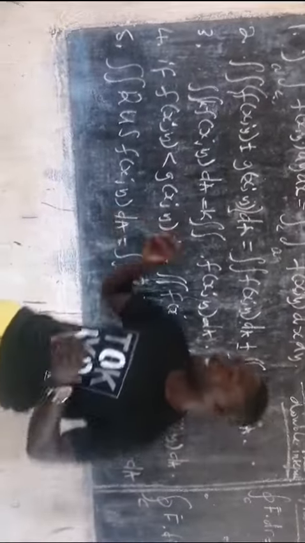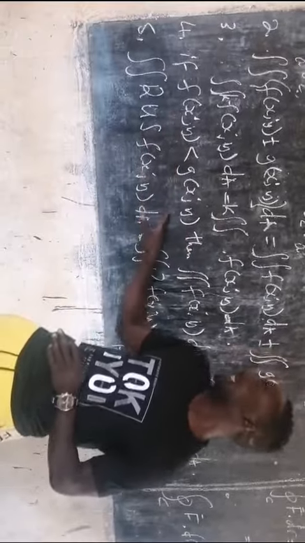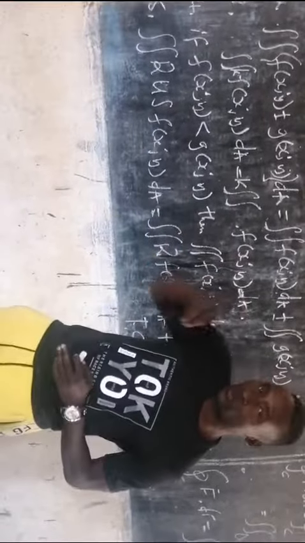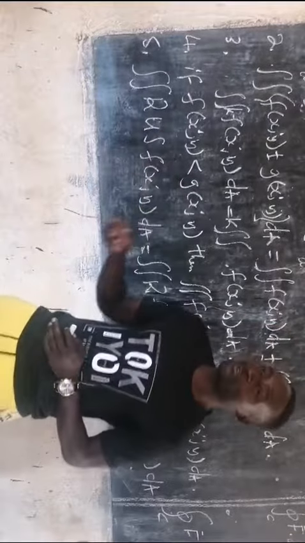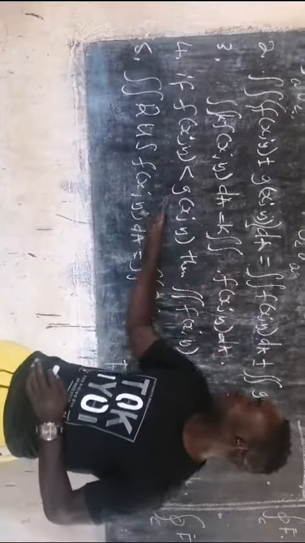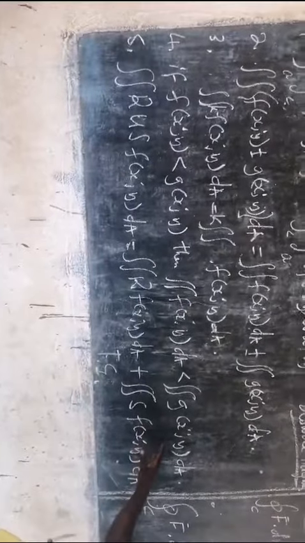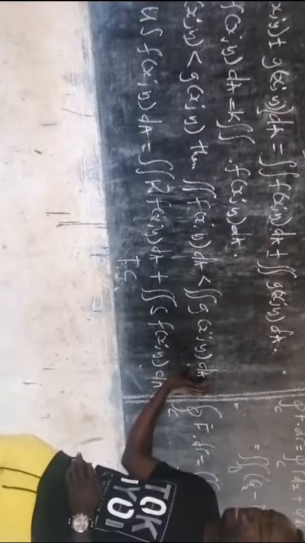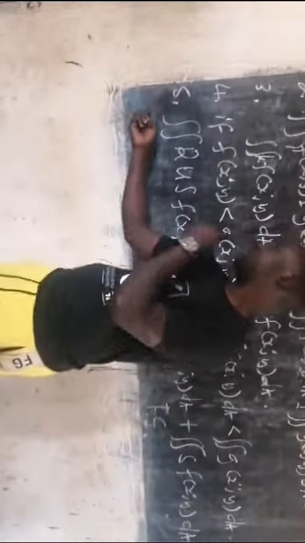Item 4, we are saying if the function f of xy is less than this one, it also means that the double integral of this function is less than the double integral of this function, like this one. It's another property, dA, right? Same thing applies if you encounter something like this, double integral of r union s.